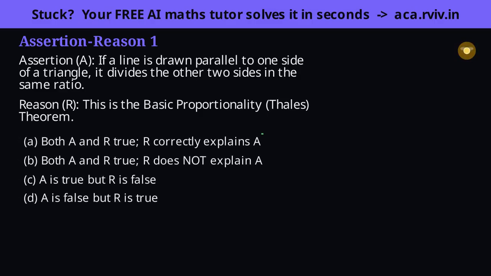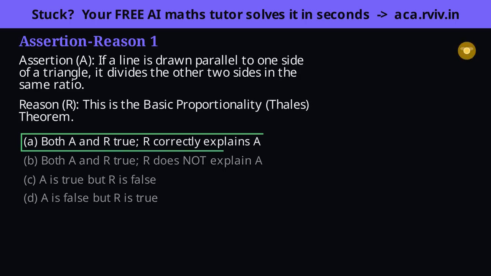Check 1. The assertion, a line parallel to one side divides the other two in the same ratio, is theorem 6.1, the basic proportionality theorem, so it's true. Check 2. The reason states that this is the Thales theorem, which is also true. Check 3. Does the reason explain the assertion? Yes, naming the theorem is exactly why the assertion holds.